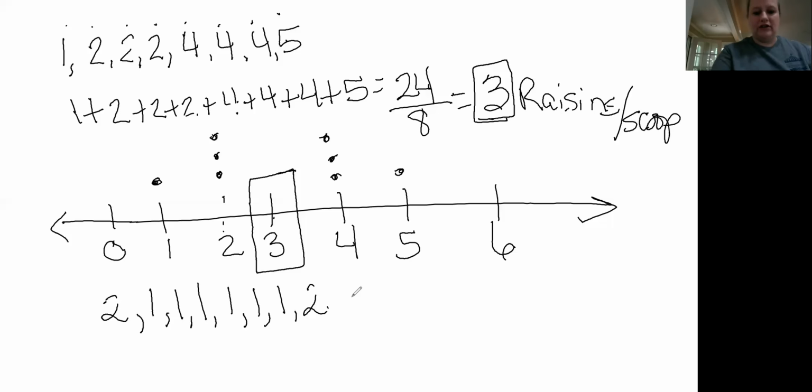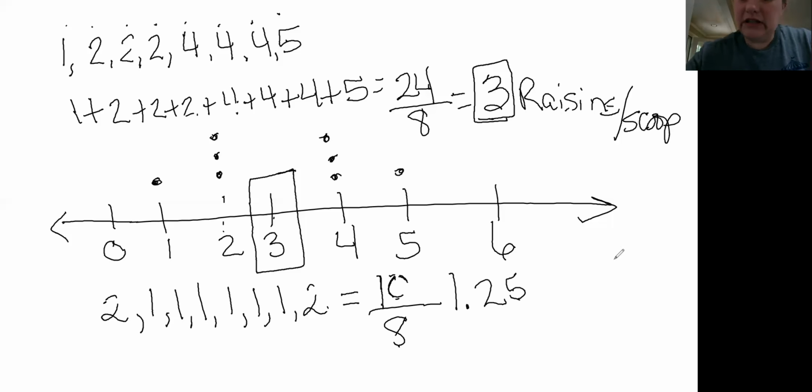So now we're going to add all of these numbers: 2, 3, 4, 5, 6, 7, 8, 9, 10. If you add all those up, it's 10. And then we're going to divide it by how many numbers we have. If you do 10 divided by 8, you get 1.25. So 10 divided by 8 is 1. Gotta add our decimal.